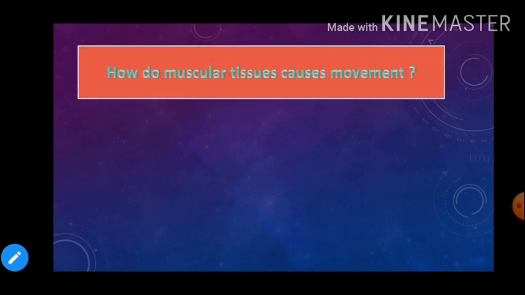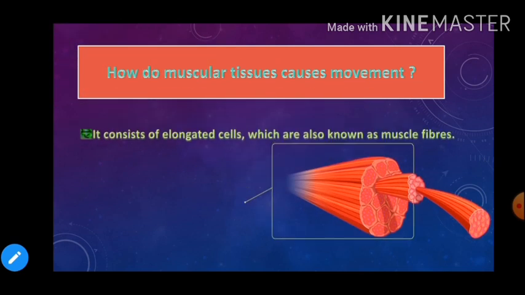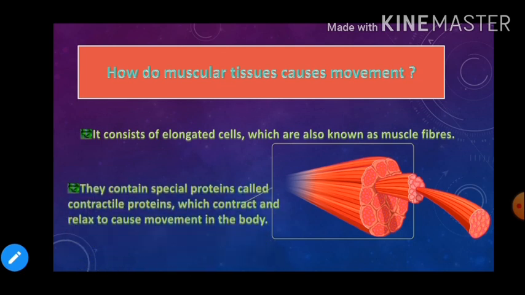Now, this muscular tissue contains muscle fiber. As we all know, fiber is one of the constituents of tissue. So even inside the muscular tissue, we have muscle fibers, as just shown in this figure. And these muscle fibers contain special proteins called contractile proteins, right? And these contractile proteins enable contraction and relaxation.